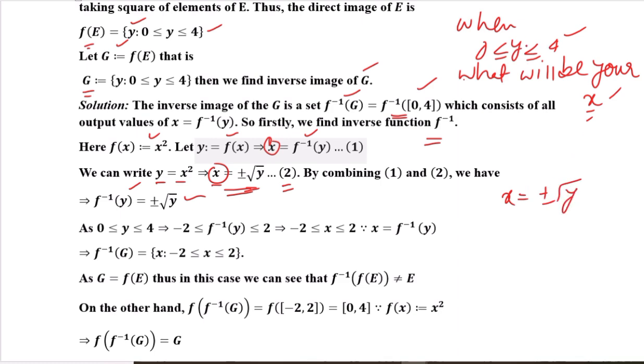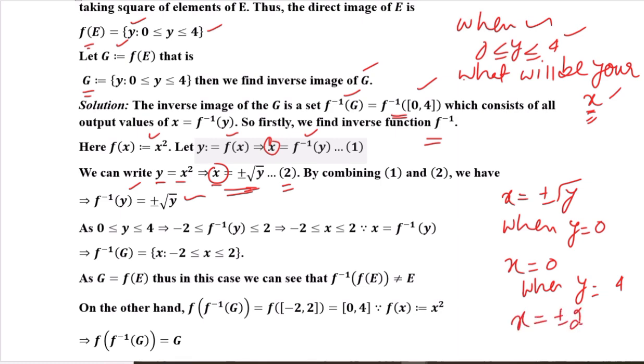As inverse image is the set of all values of x for which y is this, when your y is 0, what is your x? Your x is simply 0. When your y is 4, what is your x? Your x is plus minus 2. It means your inverse image is the closed interval minus 2 to plus 2. So inverse images are simply the values of x. This is a very simple concept.